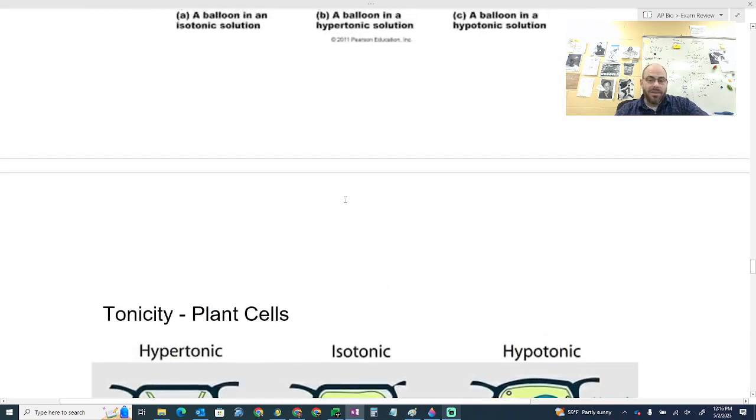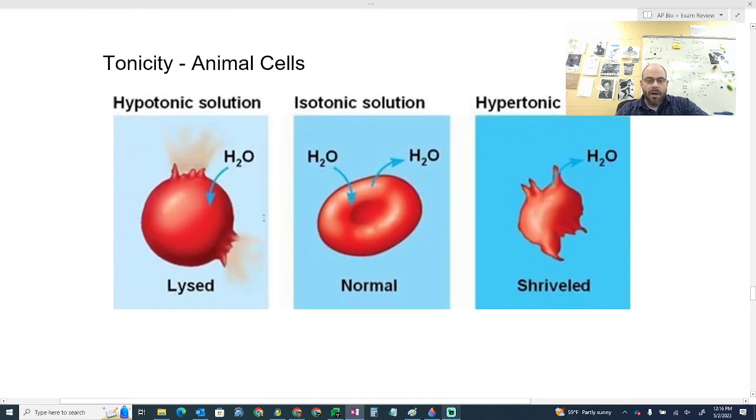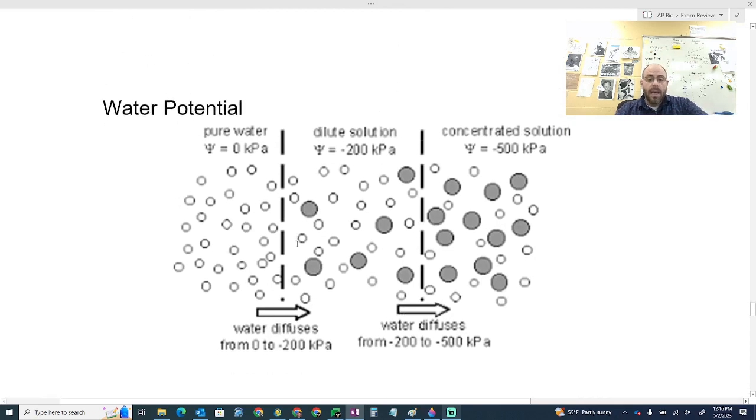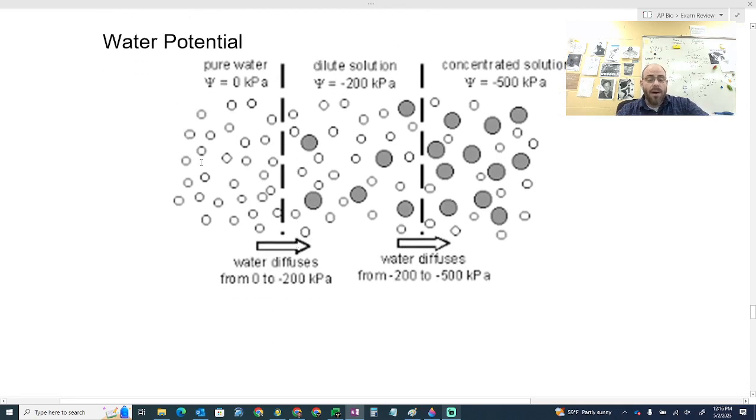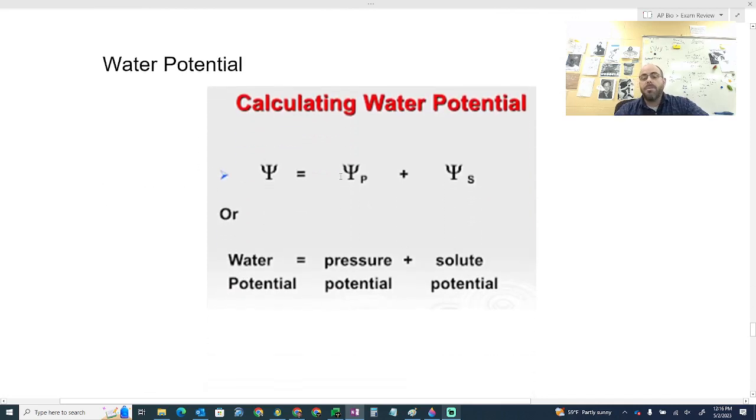Up here, one thing I didn't say, I want to go back and say it. Water always moves from hypotonic to hypertonic. So if the cell's in a hypotonic solution, water's going to move to hypertonic. So hypo to hyper, O to er. So I always say it. And for water potential, water always moves from a high water potential to a low water potential. Well, how do you solve water potential? Water potential is the pressure potential plus the solute potential.